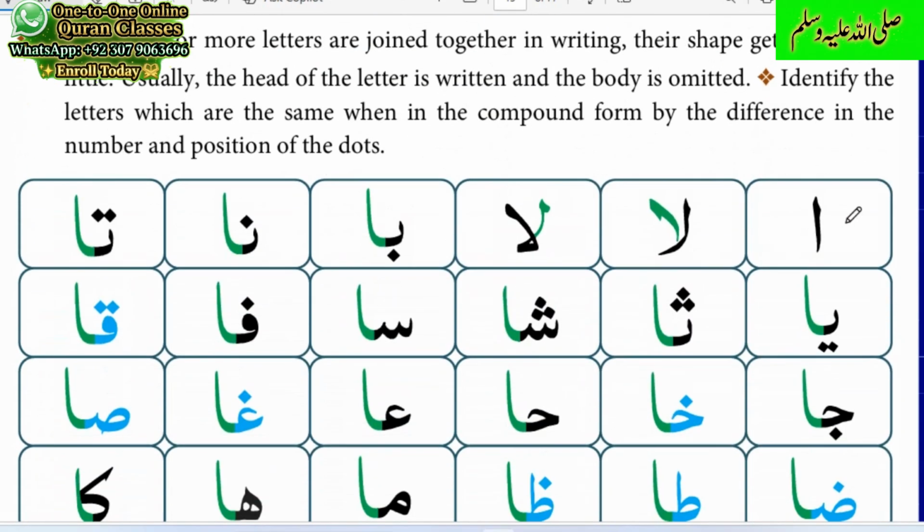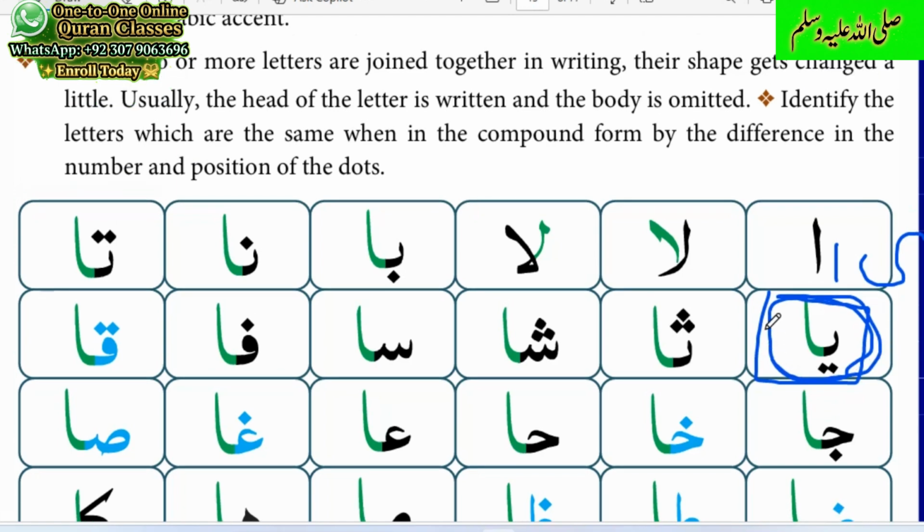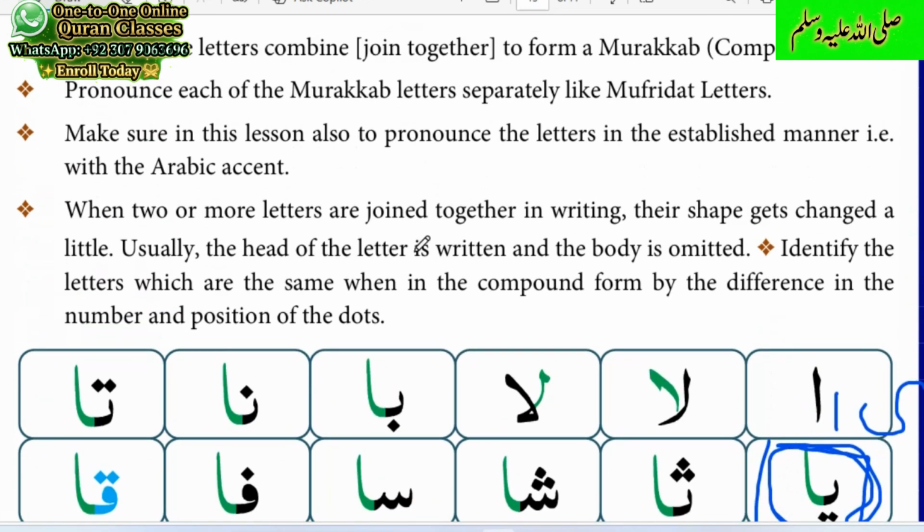For example, it is compound letter Ya and Alif. Ya is separate, and Alif is separate. But here they are compound, joined. Ya Alif. Separately we have to read Ya Alif.